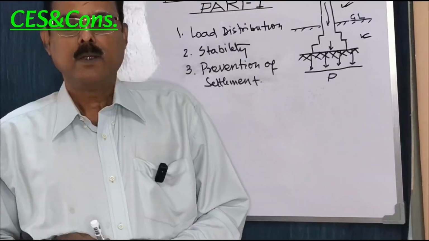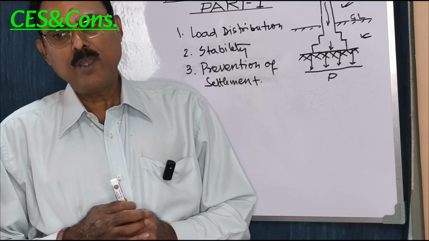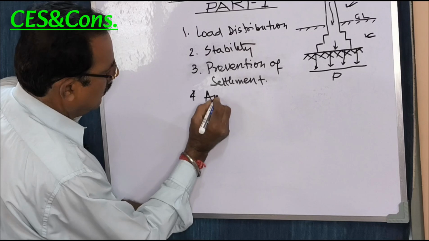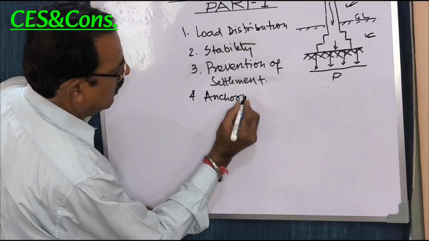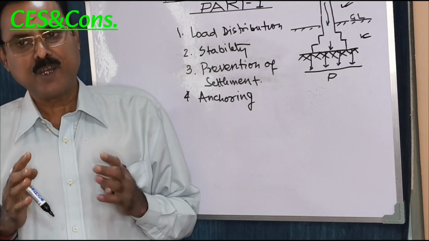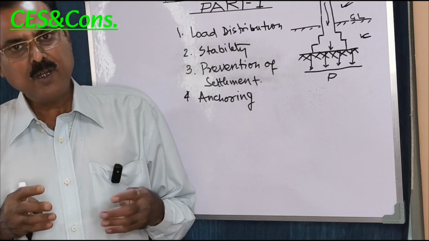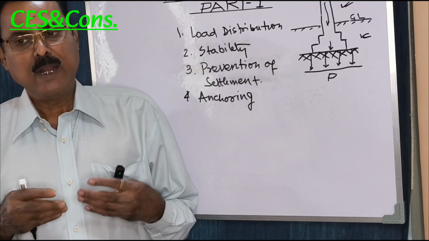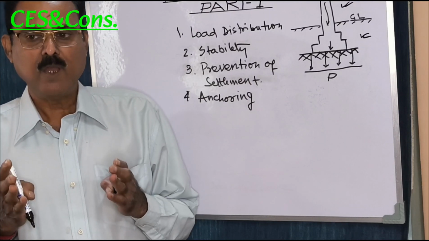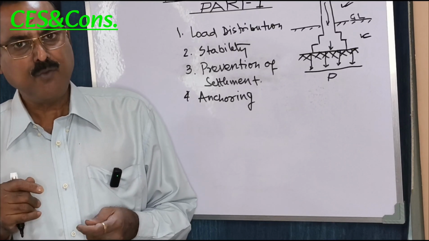Now, the fourth function of foundation is anchoring of the structure. The foundation anchors the structure to the ground, keeping it in place and preventing horizontal movement due to external forces like wind or water flow. Whatever the horizontal forces may be, it prevents shifting or lateral movement. This is the function of anchoring.